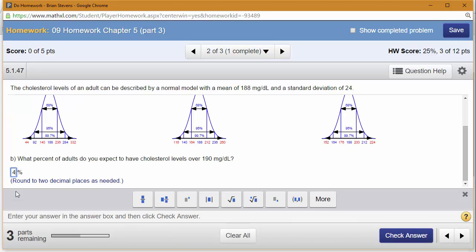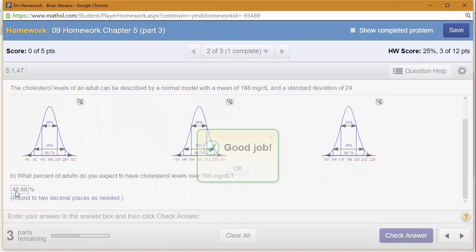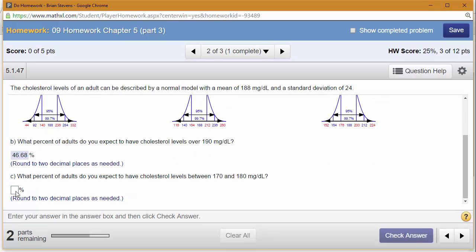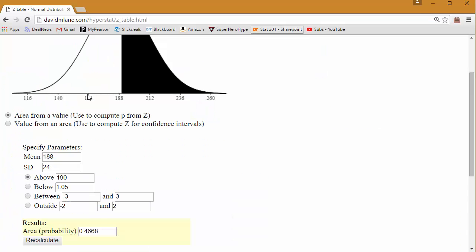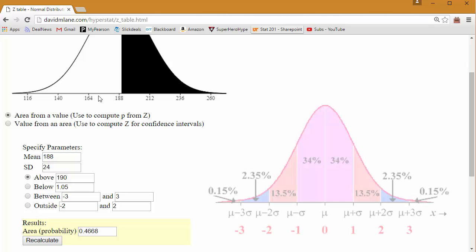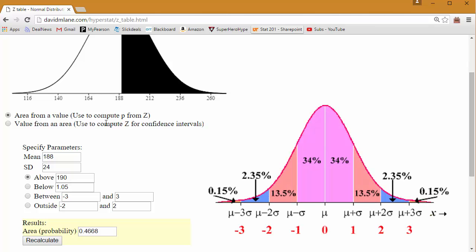Make sure to enter in 2 decimals. What percent of adults do you expect to have cholesterol levels between 170 and 180? I like looking at the David M. Lane. 170 to 180 is in between here. So that has to be less than 34% because in this area is 34%.